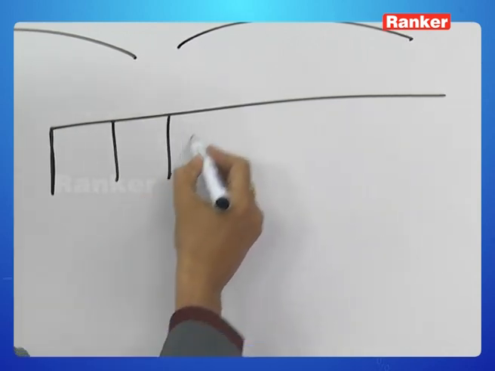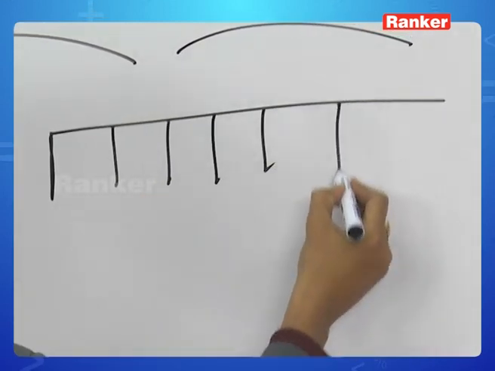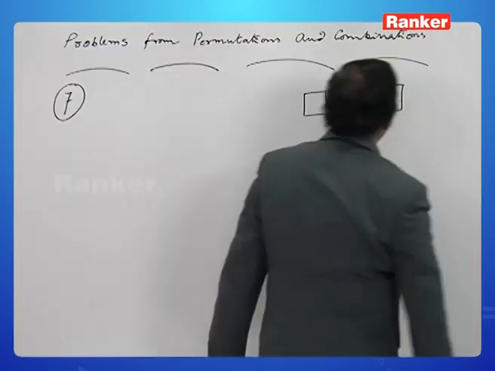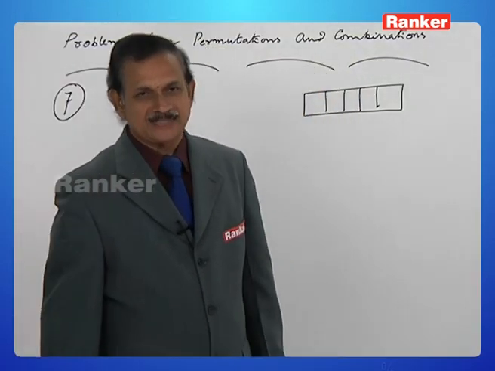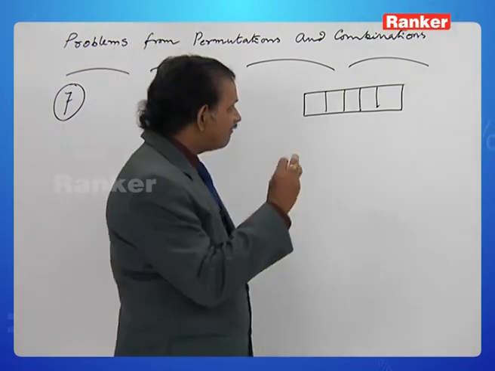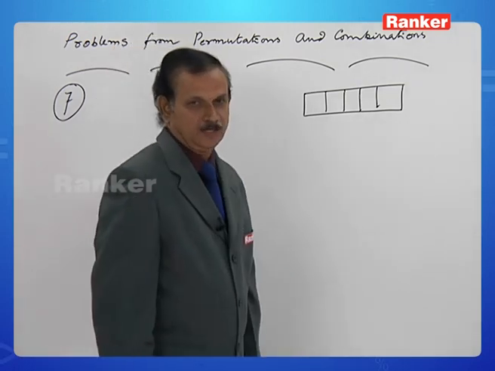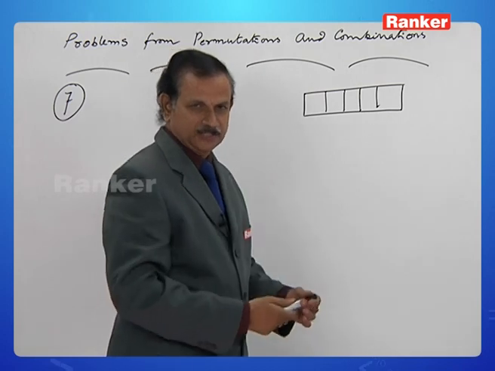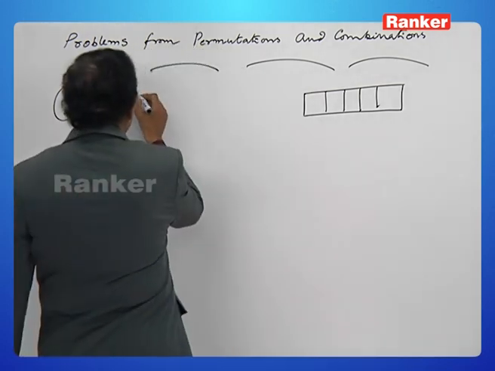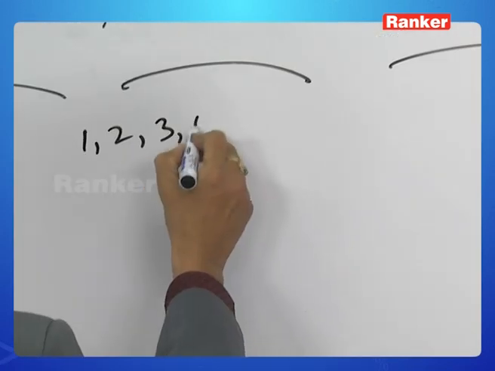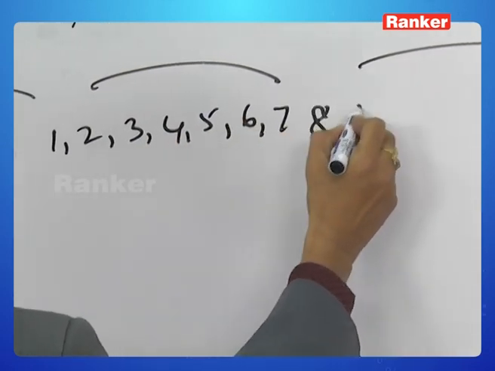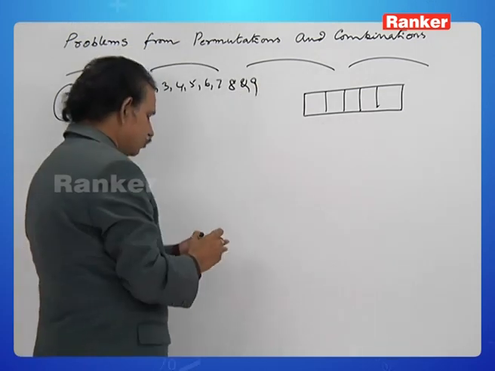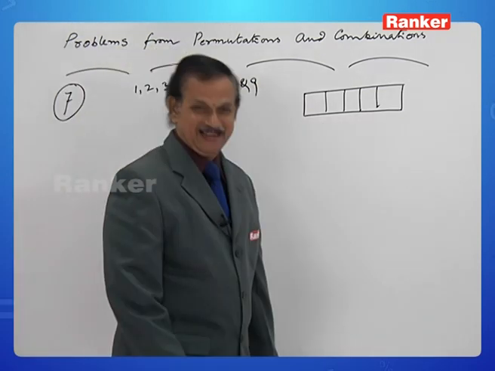Therefore, how many places you may have to fill up? First place, second. We are supposed to form 5-digit numbers. It means that we are supposed to fill 5 places, 5 boxes using those digits. What are the digits given? 1, 2, 3, 4, 5, 6, 7, 8 and 9.